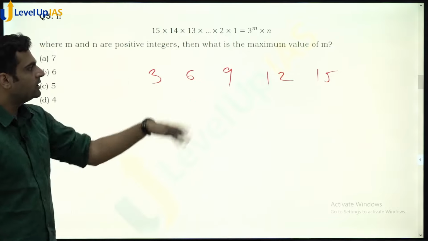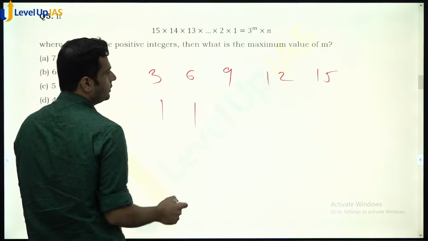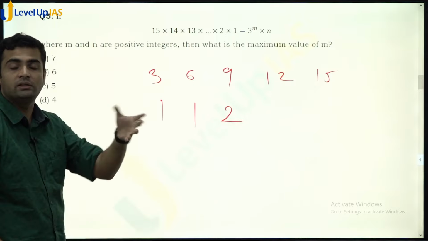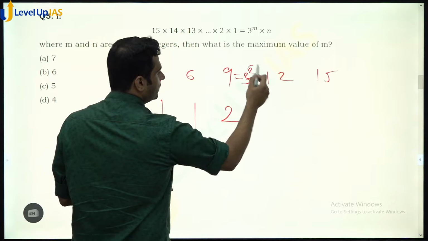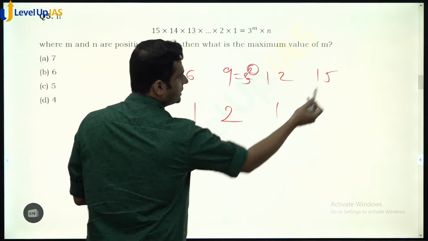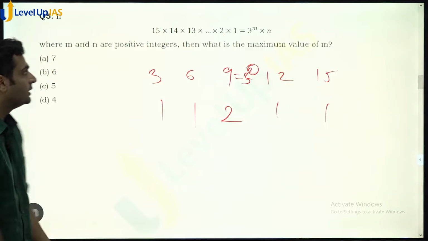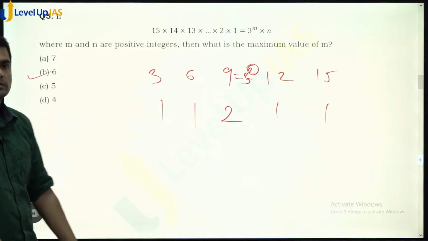So now in this multiplication, how many times does 3 appear? Here it appears once, here it appears once, here it appears twice, because 9 is 3 into 3, 3 squared. So 3 appears twice here, right? Here it appears once and here it appears once. So how many times does 3 appear? 2 plus 4, 6. So 3 raised to 6, the maximum value of m is 6.